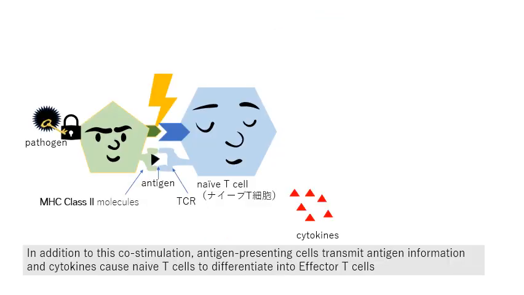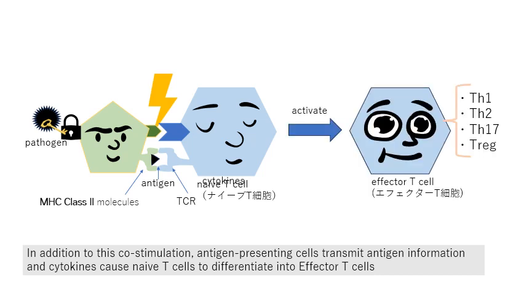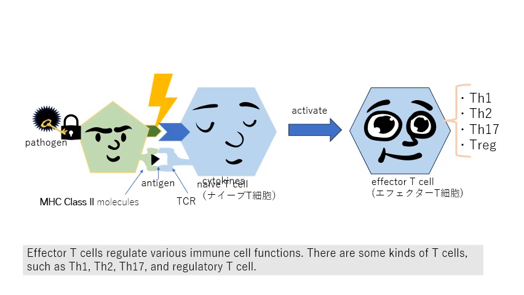In addition to this co-stimulation, antigen-presenting cells transmit antigen information, and cytokines cause naive T cells to differentiate into effector T cells. Effector T cells regulate various immune cell functions. There are some kinds of T cells, such as Th1, Th2, Th17, and regulatory T cells.